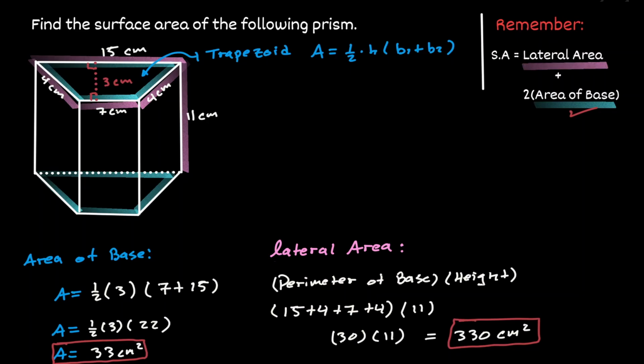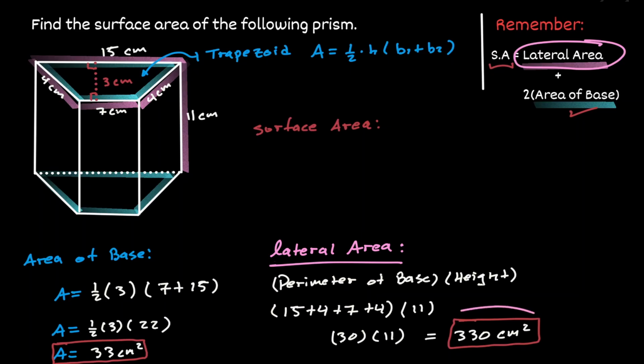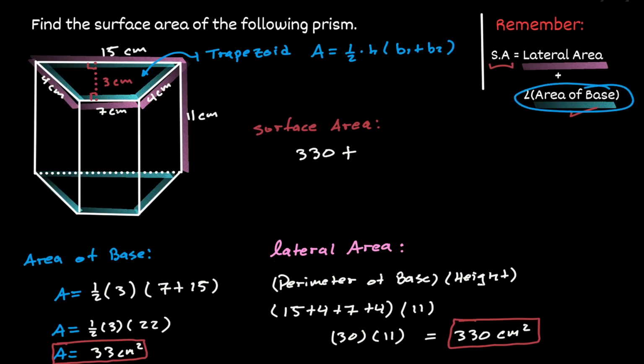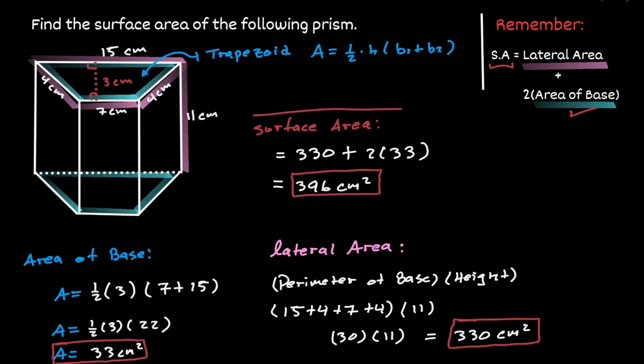So now that we have defined the lateral area, we have all the information that is needed to define the surface area. That is equivalent to the lateral area, which we found to be 330, plus 2 times the area of the base, where the area of the base was 33 centimeters squared. If we simplify this expression, that's going to give us 396 centimeters squared. So we're done. We have fully defined the surface area of this prism.